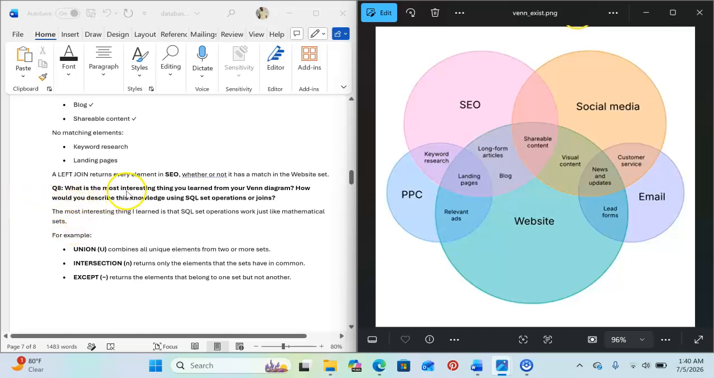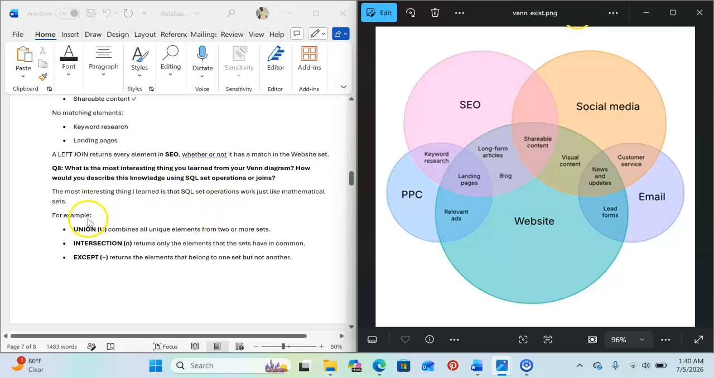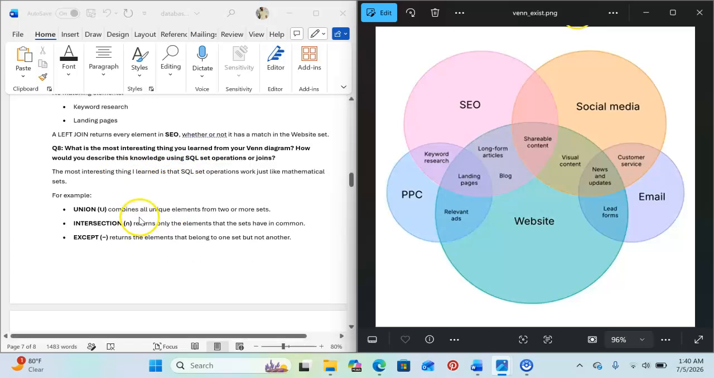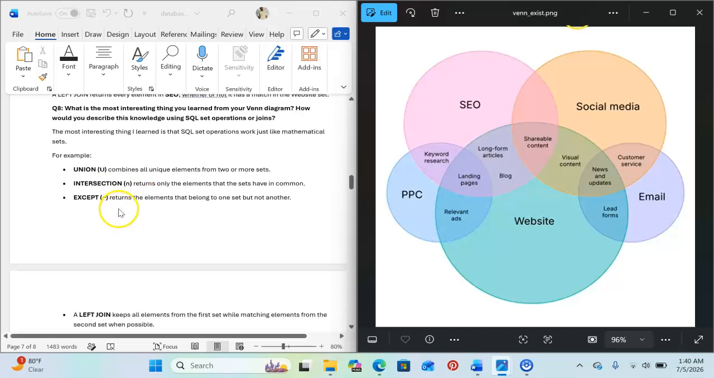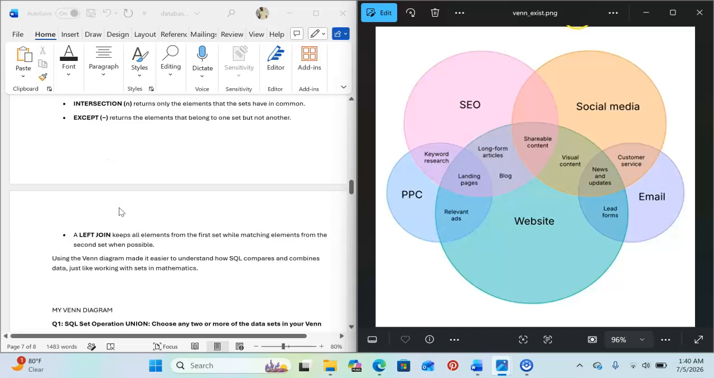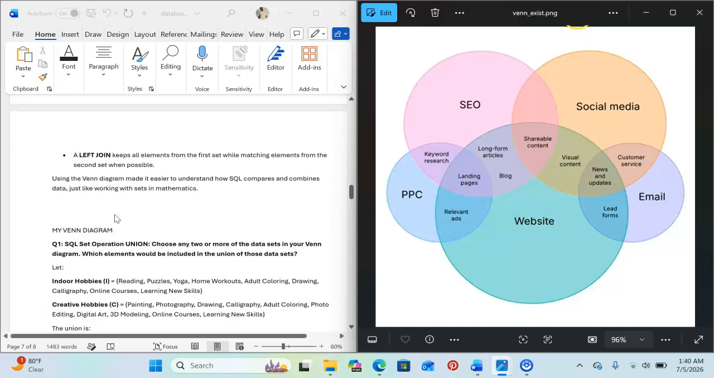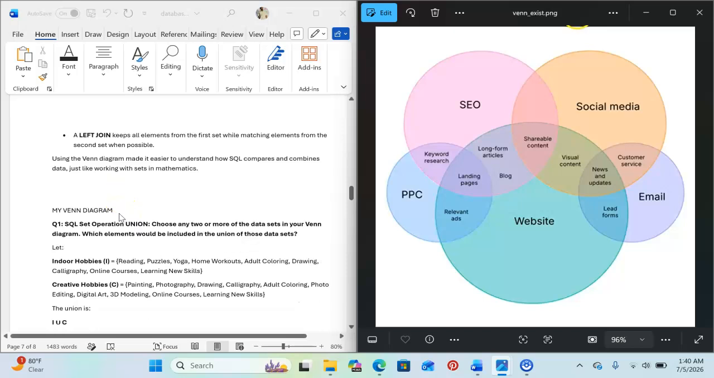Question 8. What is the most interesting thing you learned from your Venn diagram? How would you describe this knowledge using SQL set operations? The most interesting thing I learned is that SQL set operations work just like mathematical sets, and they help us understand the intersection and the union between different sets and how we can represent, in real life, different datasets, with members representing different datasets.